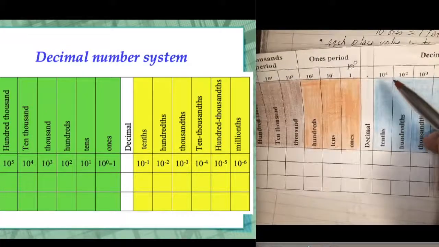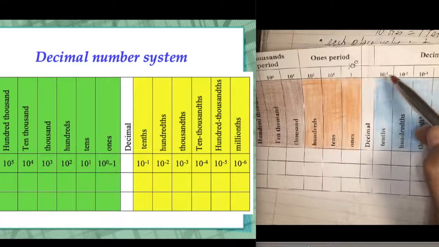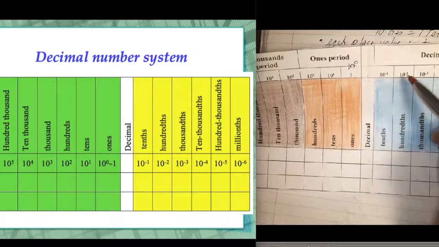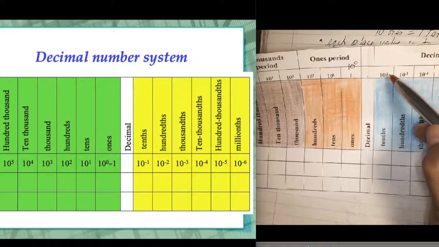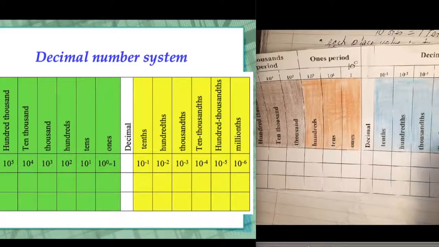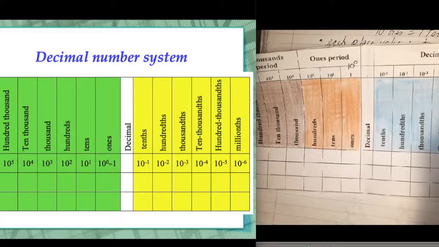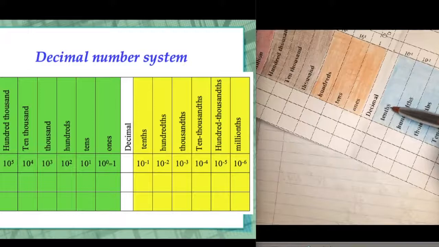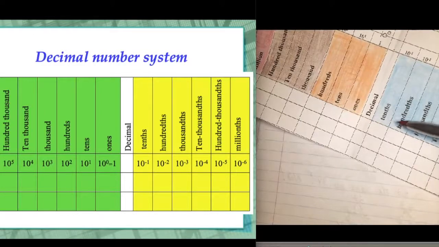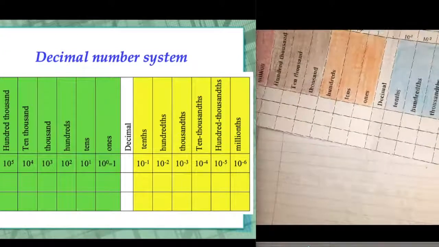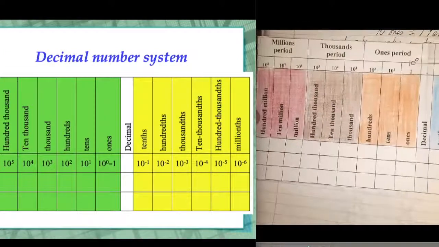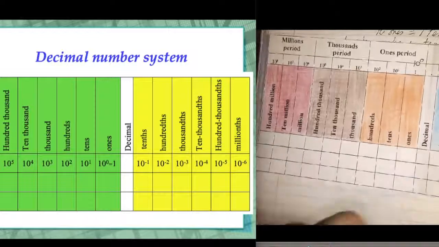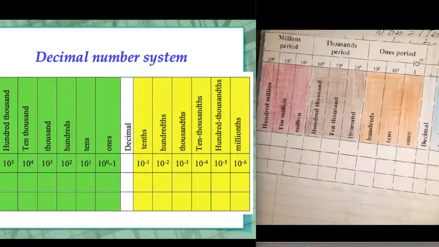Let's look at our decimals. In our decimals, we have a negative. 10 to the negative first power, 10 to the negative second. So we use the negative exponents to represent the decimals. The decimals are my tenths. Notice it has a TH, tenths, hundredths, thousandths. So we're going to use this place value chart in other exercises in which we read and write whole numbers and decimals.